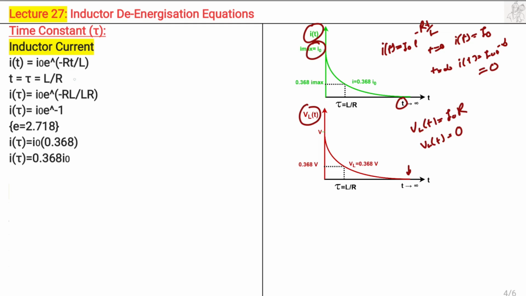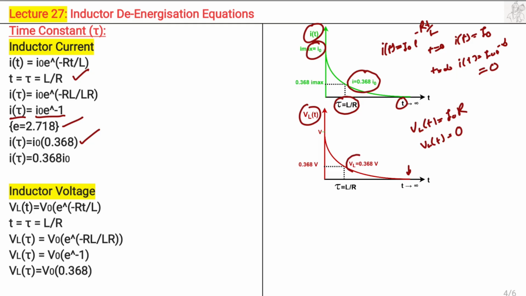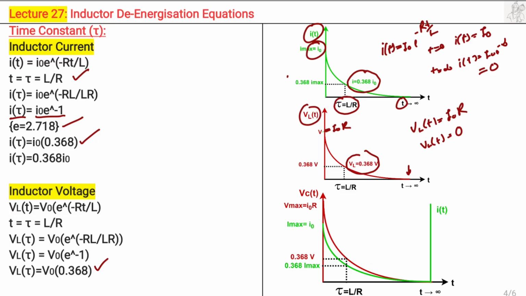So if we put time equal to L by R and solve this equation, we get I of t is equal to I naught e raised to minus 1, where e is 2.718. So from here, I of t is equal to 0.368 I naught. That means that when time becomes equal to the time constant, the current decreases to 36.8% of the maximum value. And similarly, the voltage at time t equal to L by R also reduces to 36.8% of the maximum value, which was I naught R. These two plots can be clubbed into a single plot like this for further understanding.